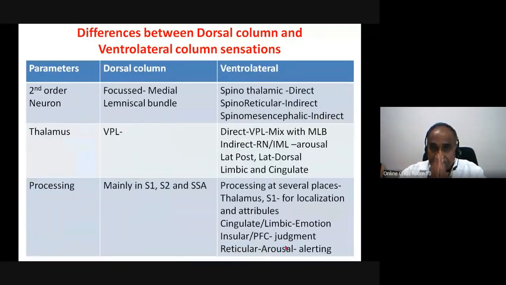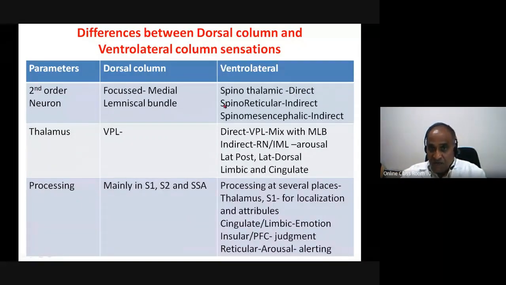Second order neurons in the dorsal column are highly focused. They are known as the medial lemniscal bundle. Whereas in the ventrolateral column, 90% of them ascend as spinothalamic bundles. They reach the ventroposterolateral nucleus of the thalamus. These are direct pathways, for localization of the particular sensory modality.